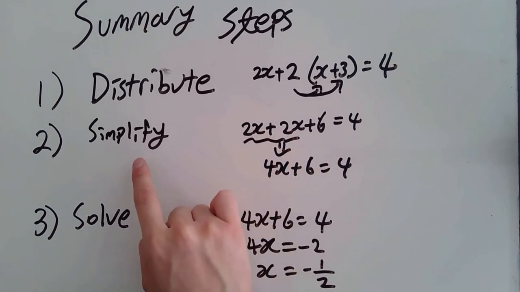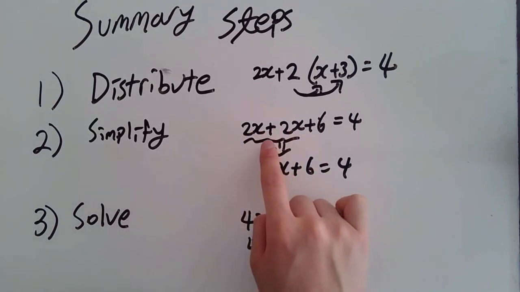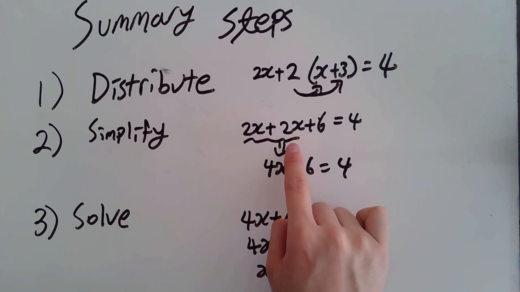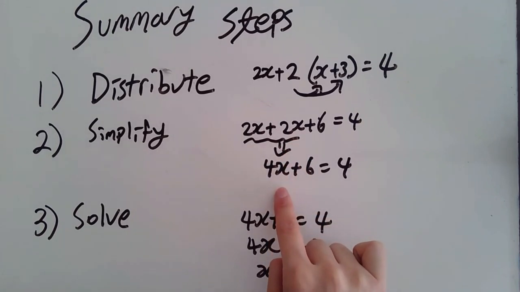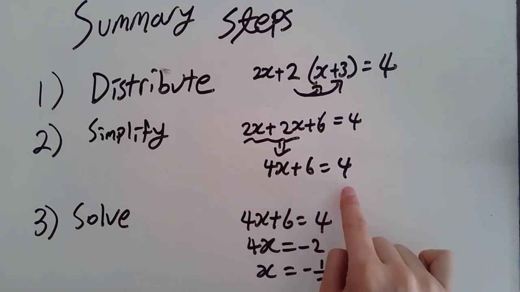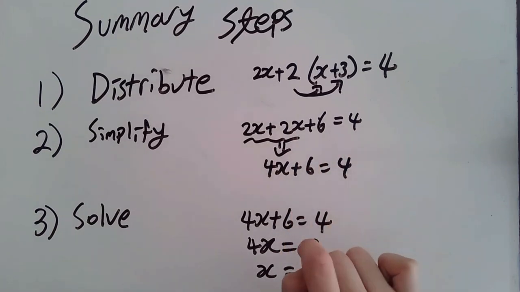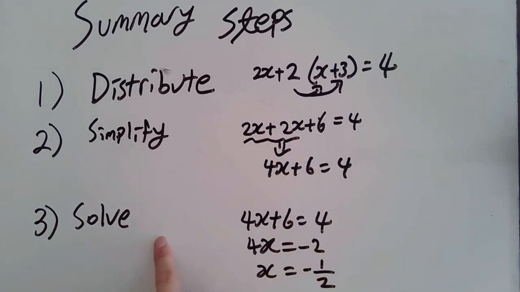Then we simplify whatever we can. We know that 2x and 2x are like terms, so they get combined to 4x. And 4x plus 6 is 4, because 6 and 4 just get brought down. Then you just need to solve it by preserving equality.